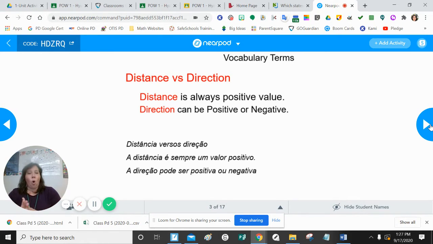Your distance is always going to be a positive value. Doesn't tell you much in terms of where you're going. It just tells you how far away you are from the starting point. In math, your starting point is 0. Direction tells you which direction you're turning to go. So in math, our directions deal with positive numbers and negative numbers. Positive is to the right of 0, negative is to the left of 0.